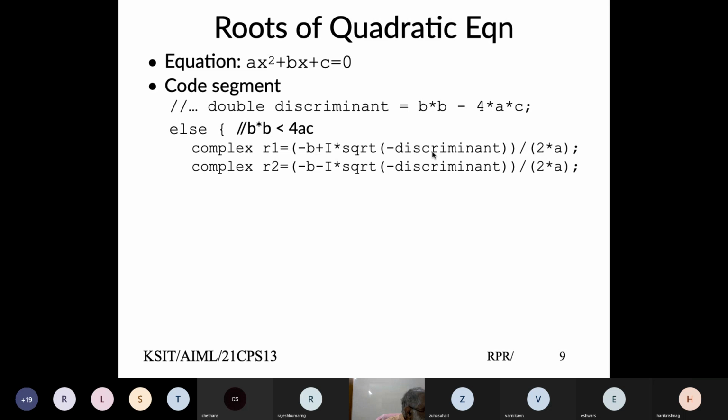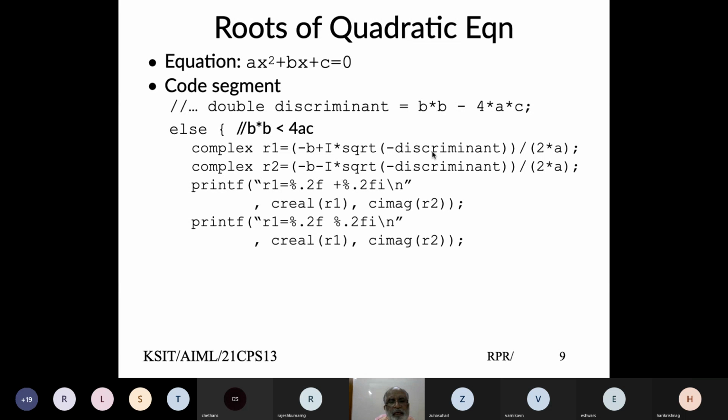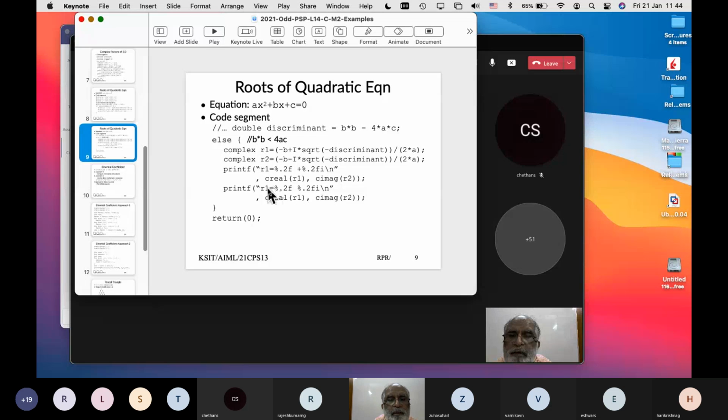So for one root we get plus, the other is minus i, and complex numbers always come in conjugate pairs. And now once we have got these complex roots, how do we print? A complex number, you need to print both the real part and the imaginary part. And we have the two macros called creal and cimag. If we look at here, I think again this should be root 2.